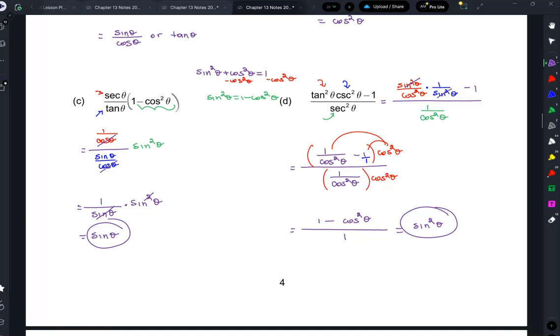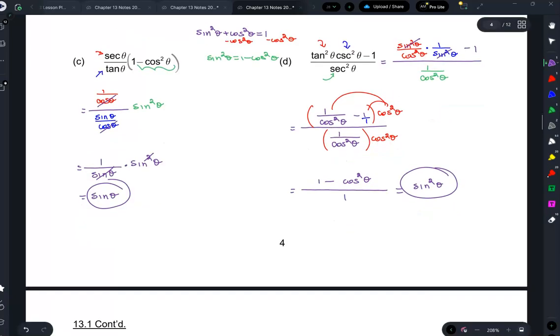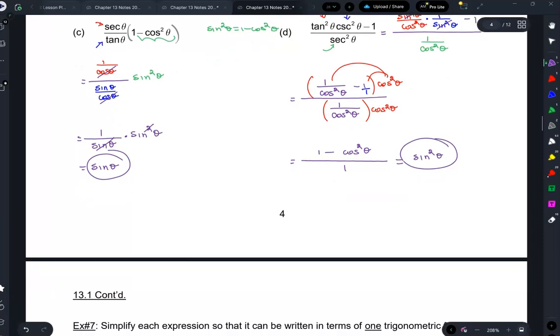From here and here? Because this is being added to or subtracted from something else, so you can't do that. Okay? Why isn't it just negative cosine squared theta? Because, for the one and the same reason, you can't cancel them out. So this whole thing is one unit. The whole thing can cancel with an identical thing on the bottom.